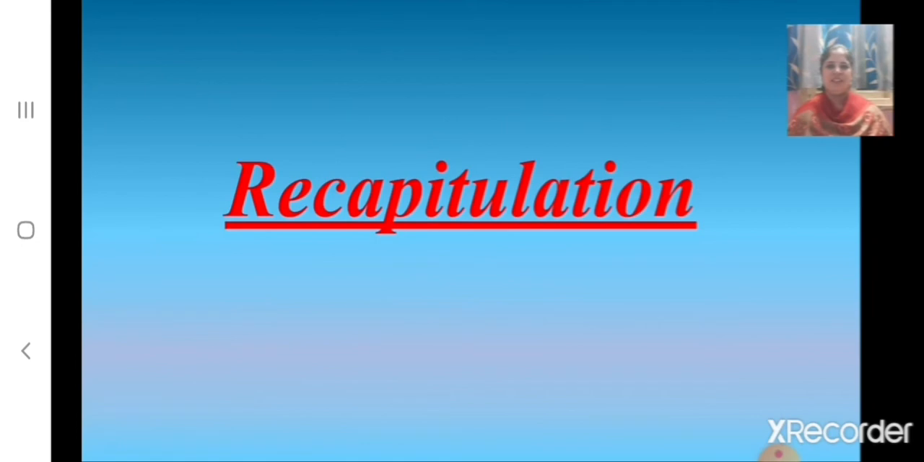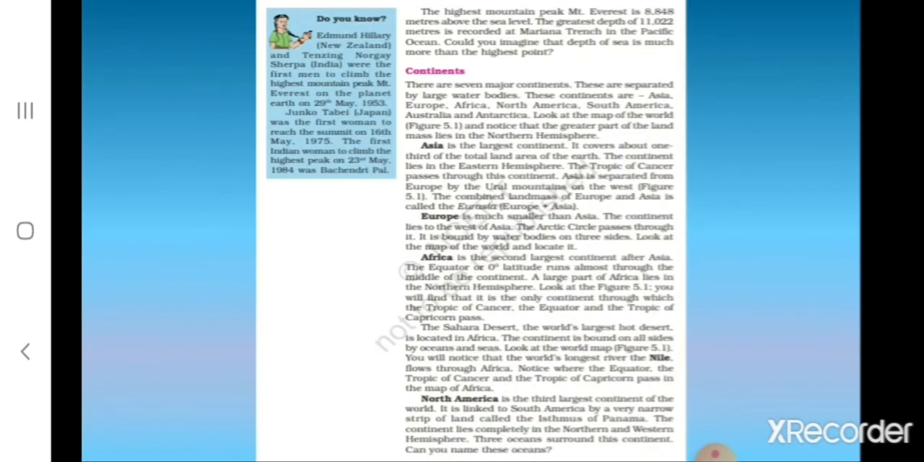Now children, let's recap what we have learned today in this lesson. Children, today we learnt about continents. That is, there are 7 major continents. These are separated by large water bodies. These continents are Asia, Europe, Africa, North America, South America, Australia and Antarctica. And the greater part of the landmass lies in the northern hemisphere. Asia is the largest continent. The combined landmass of Europe and Asia is called Eurasia.